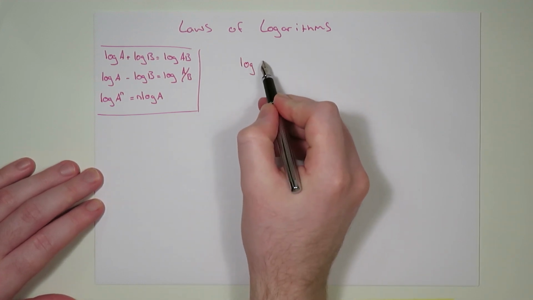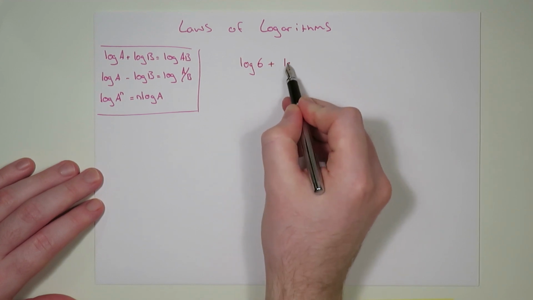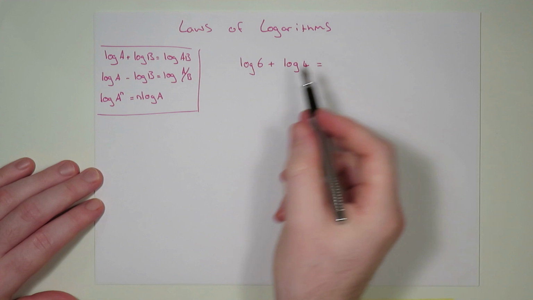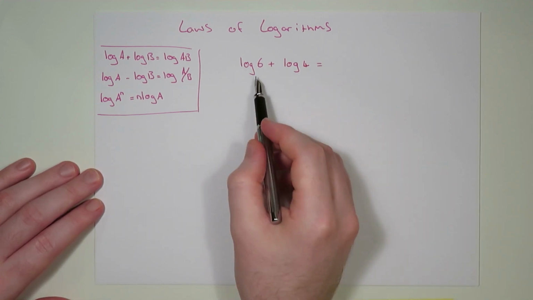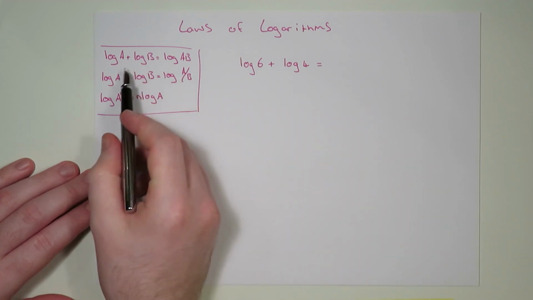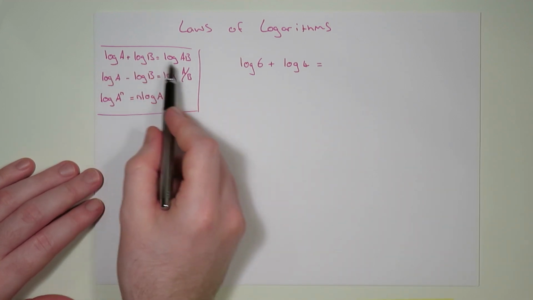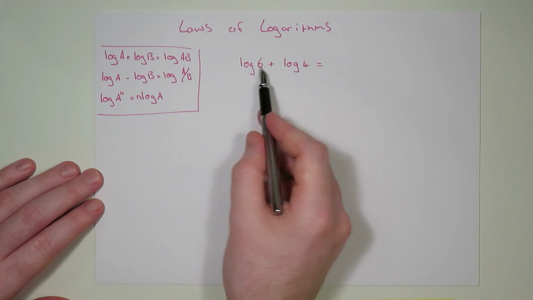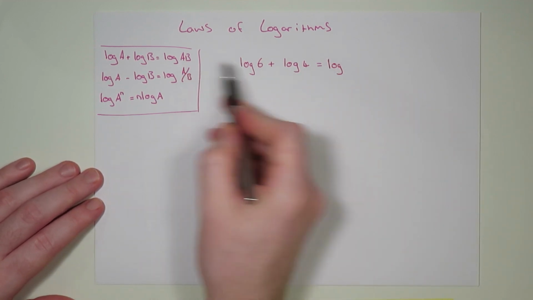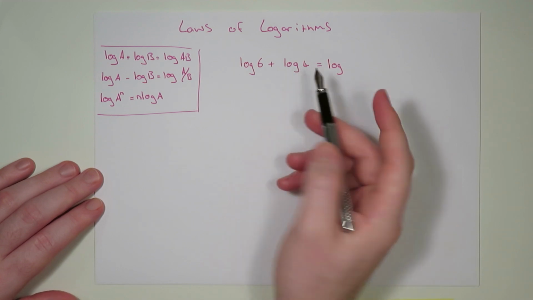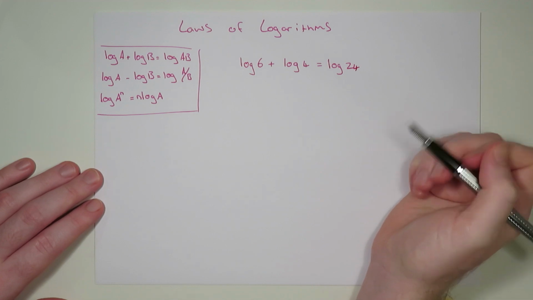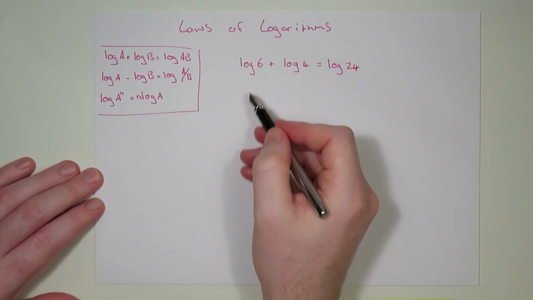But let's say you had log of 6 plus log of 4. Well, how would you add that up? Well, first off, it's not going to be log 10. You don't add the 4 and the 10. Well, if you look at this rule here, log a plus log b is log ab. So here a and b would be 6 and 4. So this is log ab, so these times together. So what are 4 sixes? 4 sixes are 24.